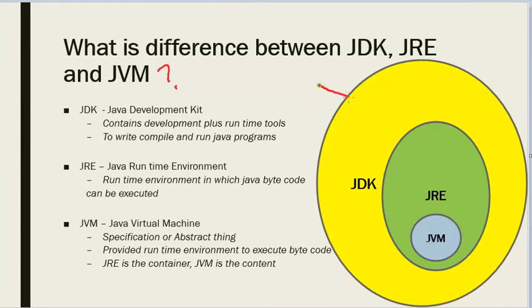So what is JDK? JDK is called the Java Development Kit. It contains the development tools plus the runtime environment, JRE, which inside it contains JVM. We use the JDK to, of course, write Java applications or Java programs. It provides us the classes and libraries that we can use to create our own applications.